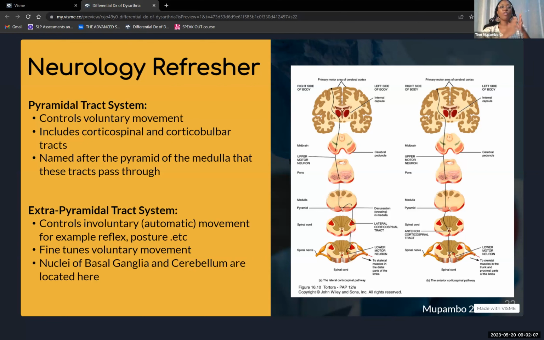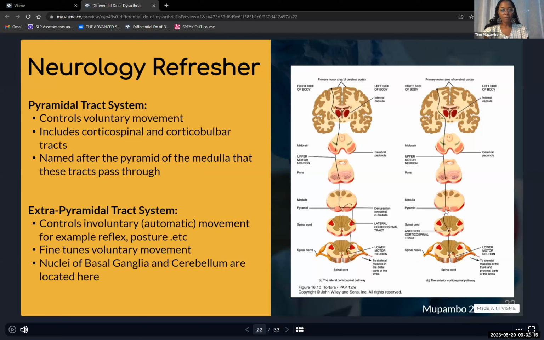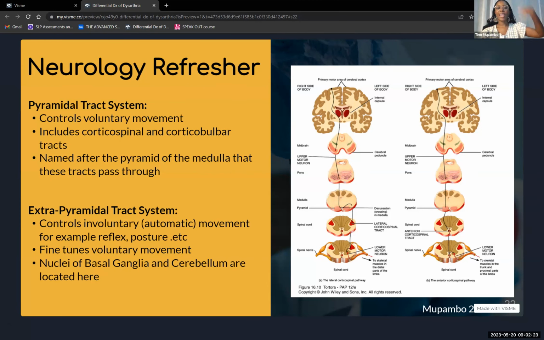It really is about controlling voluntary movement. It includes the corticospinal and corticobulbar tracts, and it's named after the pyramids right here in the medulla. So that's one thing you should just know: the pyramidal tract is about voluntary movement. It includes upper and lower motor neurons. The extrapyramidal system also includes upper and lower motor neurons, but there's a little bit more fun that happens in the middle. The extrapyramidal system is really about involuntary, automatic movement.